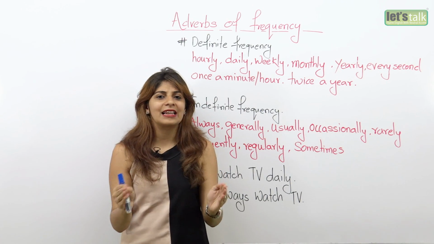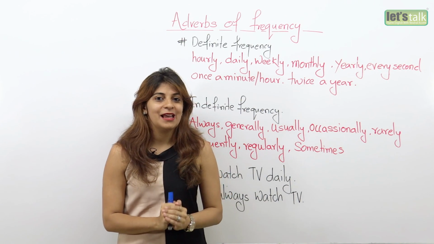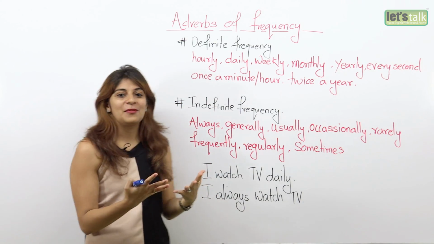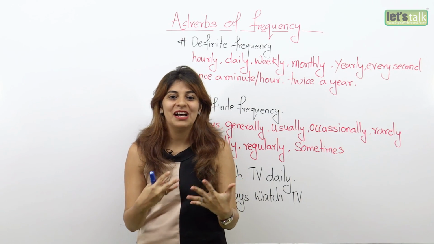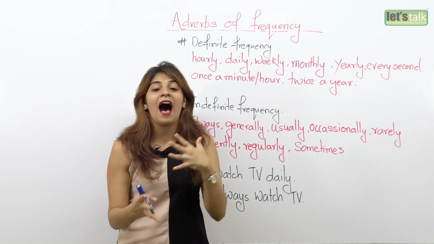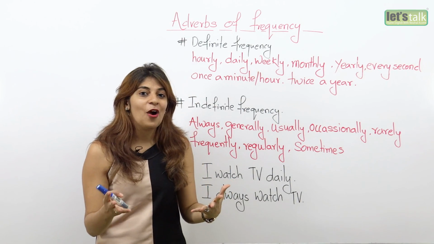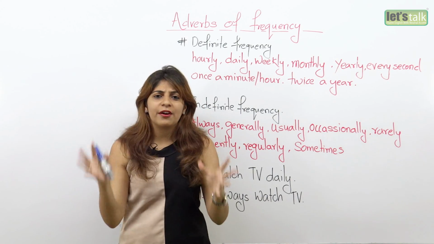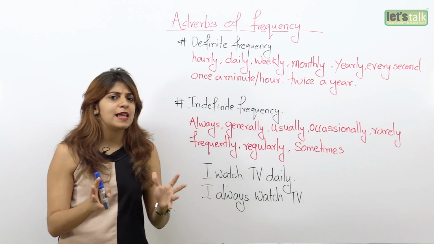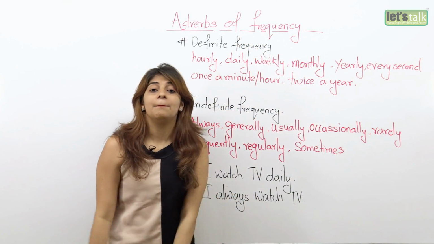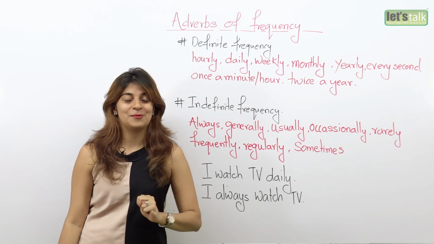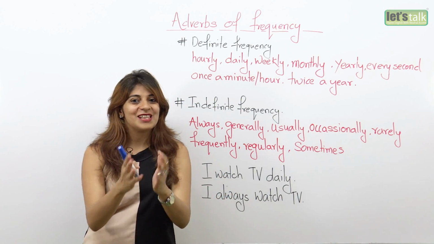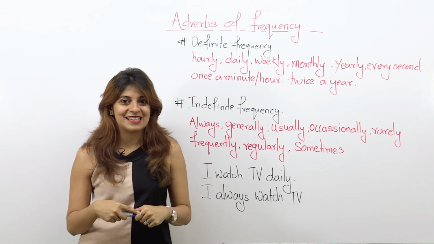So what exactly are adverbs of frequency? Well, they are adverbs of time. Adverbs of frequency answer the question of how often you do something or how frequently something is done. There are various words in English that are used as adverbs of frequency, but we have two types. What are they and what are the differences? Well, that's what we are going to learn in today's lesson.